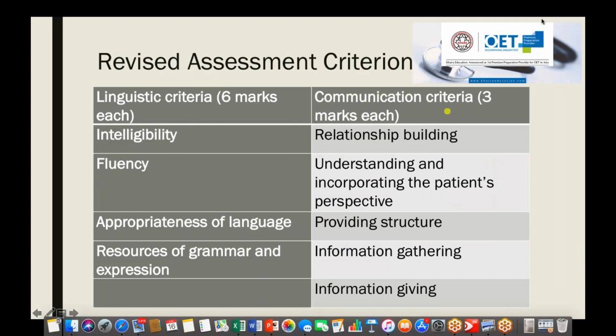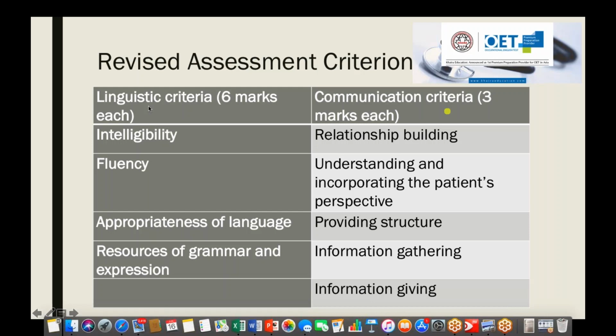So there are no changes to the format of the speaking test, which means that the format remains the same. Initially, you'll have a warm-up section, and then you're going to perform 2 role plays of 5 minutes duration each. The speaking test will take about 20 minutes, and the structure of the test is remaining the same, but the changes are being made to the assessment criteria.